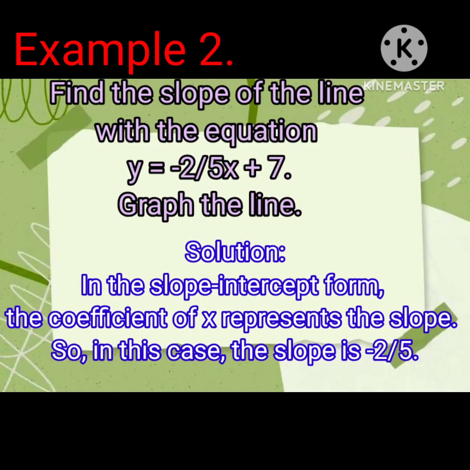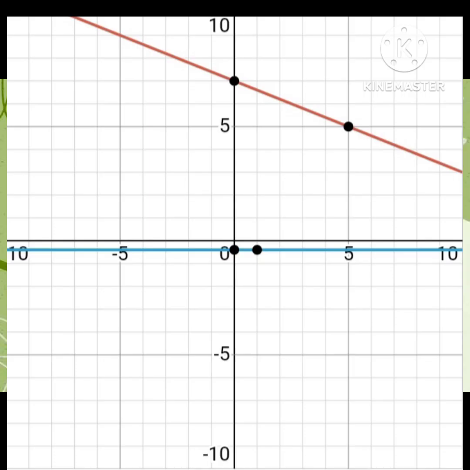Next is example number 2. Find the slope of the line with the equation y equals negative 2 over 5 x plus 7 and then graph the line. The solution: in the slope-intercept form, again the coefficient of x represents the slope. So in this case, the slope is negative 2 over 5. And then this will be our graph for the equation.